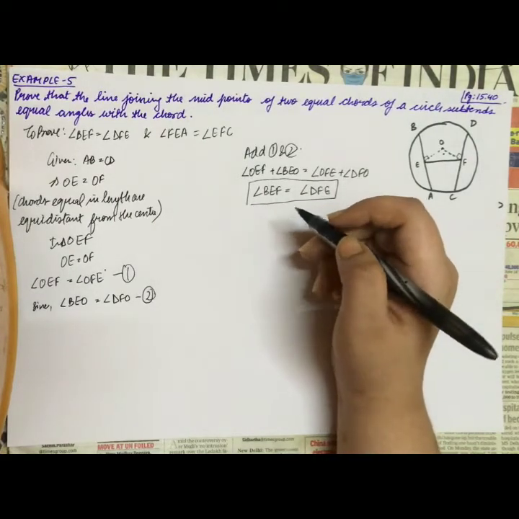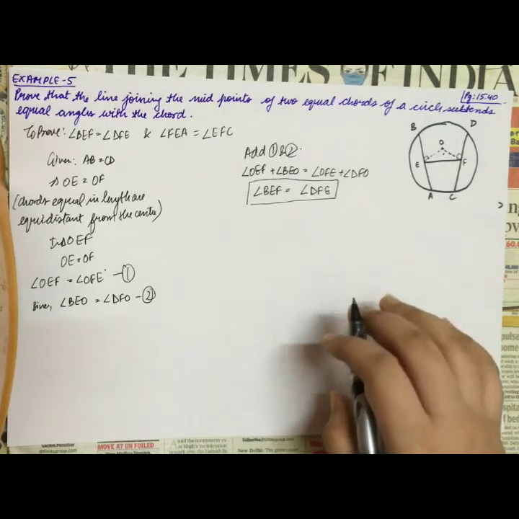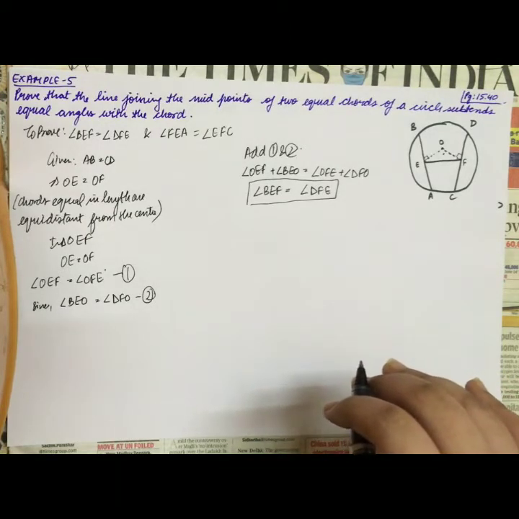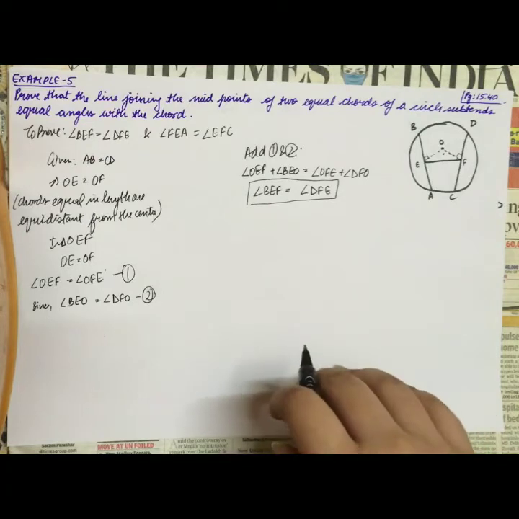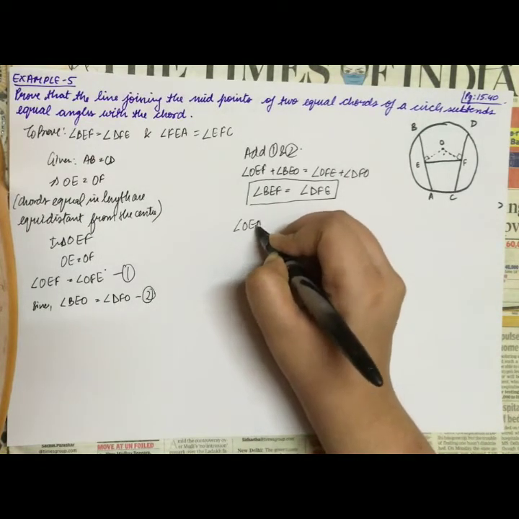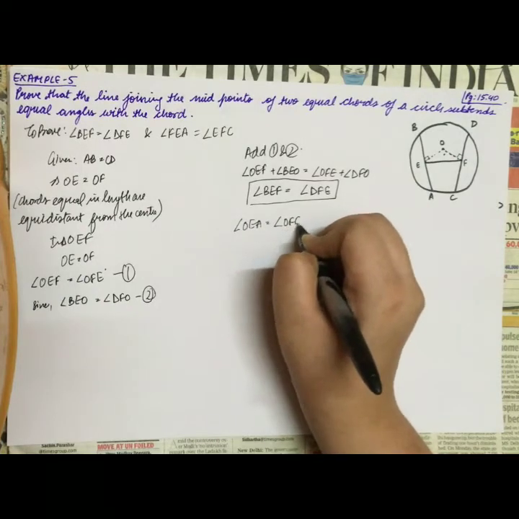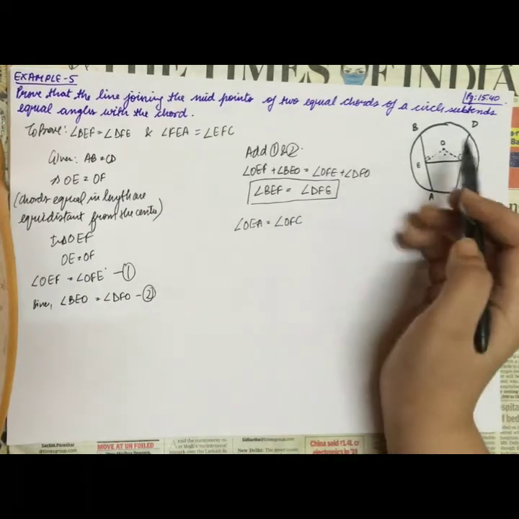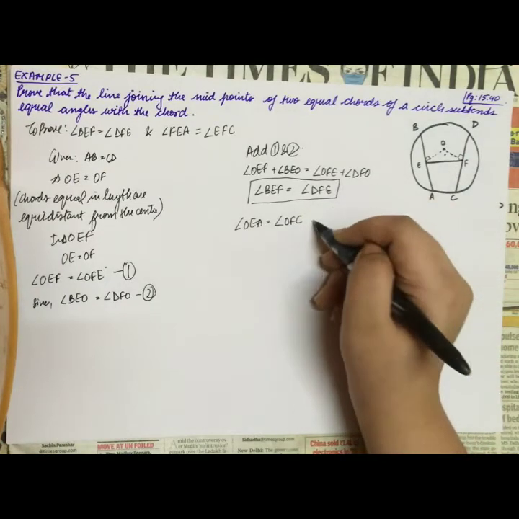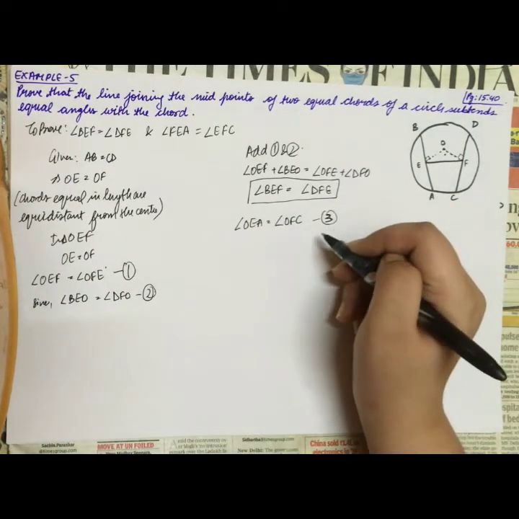Now it is given that AB is equal to CD. Similarly, angle OEA is equal to angle OFC, as they both are 90 degrees, OEA and OFC, by construction. We'll mark this as 3.